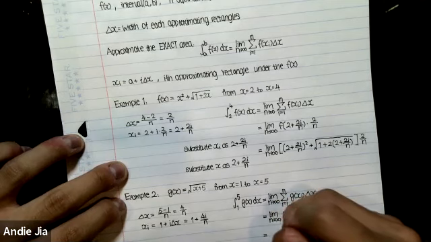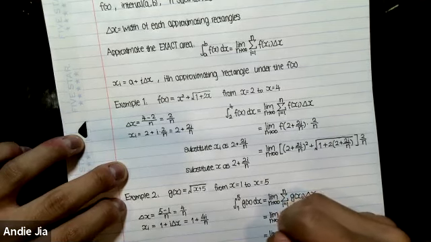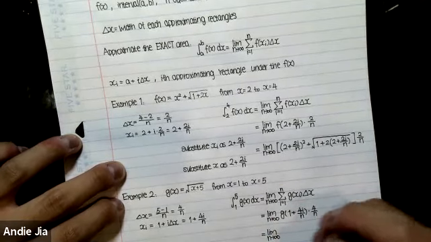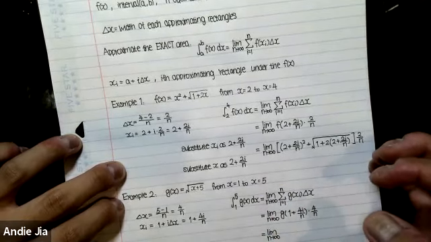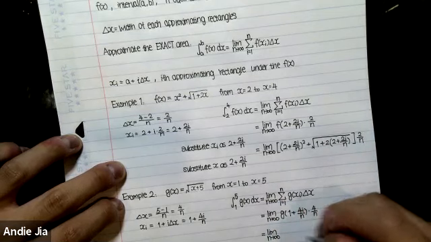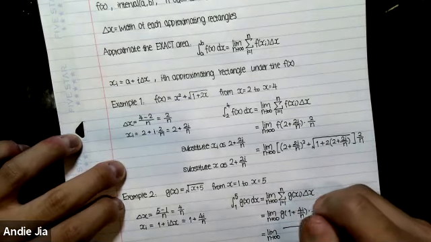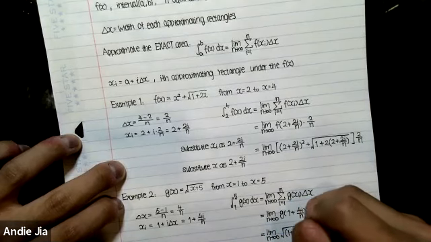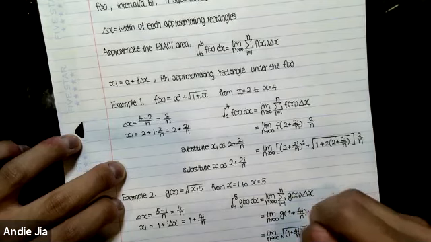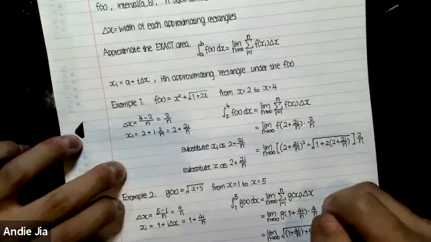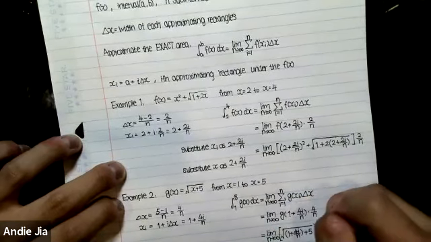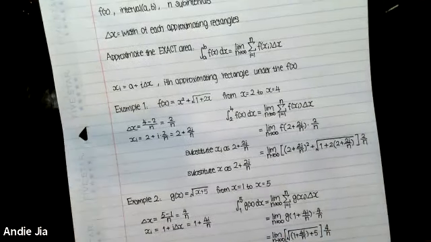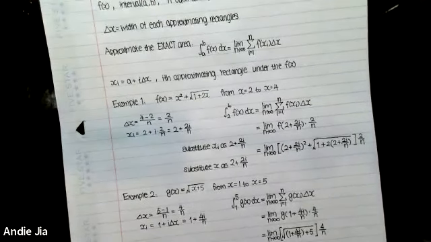Then we will have the limit as n approaches infinity of, this is going to be x, it's going to be 1 plus 4 over n, 1 plus 5 times 4 over n. That is our final answer for this function.